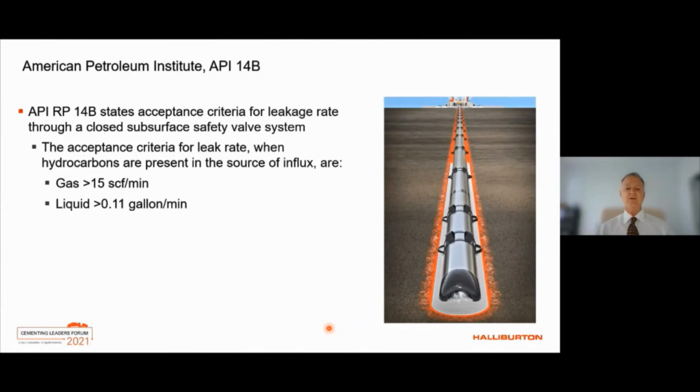API, the American Petroleum Institute Recommended Practice 14B, identifies an acceptable leakage rate for a closed subsurface safety valve. This leakage rate should be no more than 15 standard cubic feet a minute for gas, and no more than 0.11 gallons per minute for a liquid hydrocarbon. Additionally, if H2S is present, then permissible concentrations are no higher than 100 parts per million.